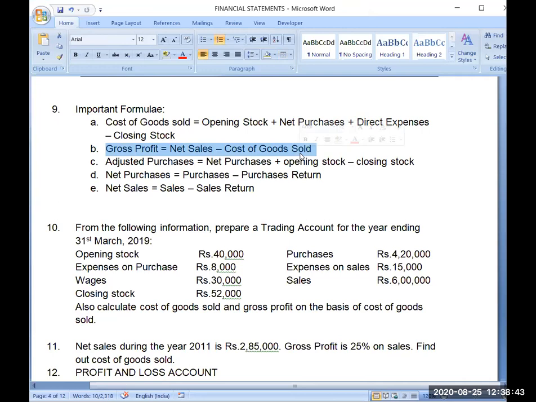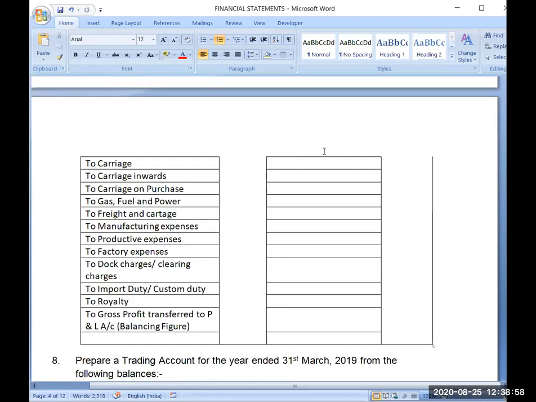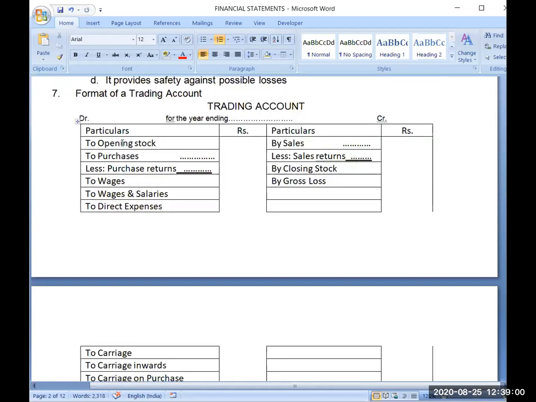Then you will get gross loss. Obviously, it will be gross loss. As we have discussed earlier, gross profit or gross loss is the result of your purchasing and selling activity, your business core activity, the profit which you are earning from the core activity of your business. So see, now I will show you the formula here also.